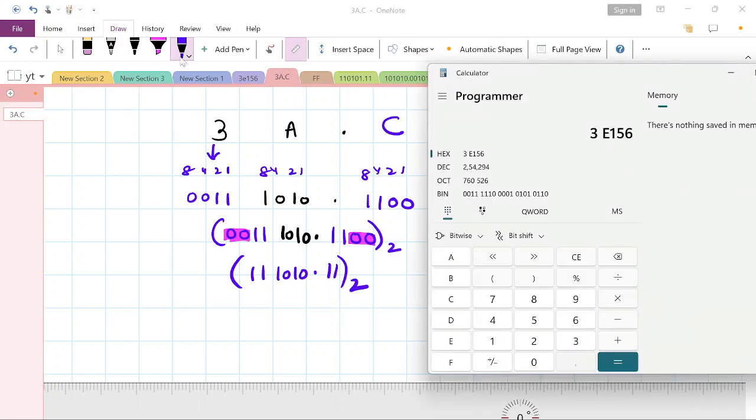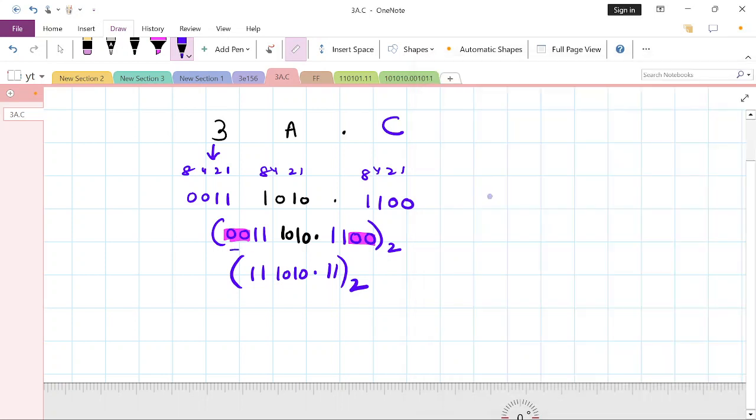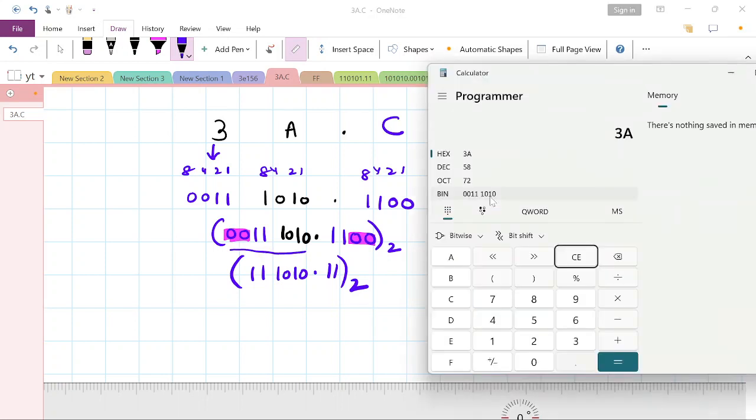Now, one drawback of this programmer calculator is that it will give me the code for the whole number part, but it doesn't support the fraction number. So if I write 3a, it's giving me the value 00101010, this part. It doesn't support the fraction part.